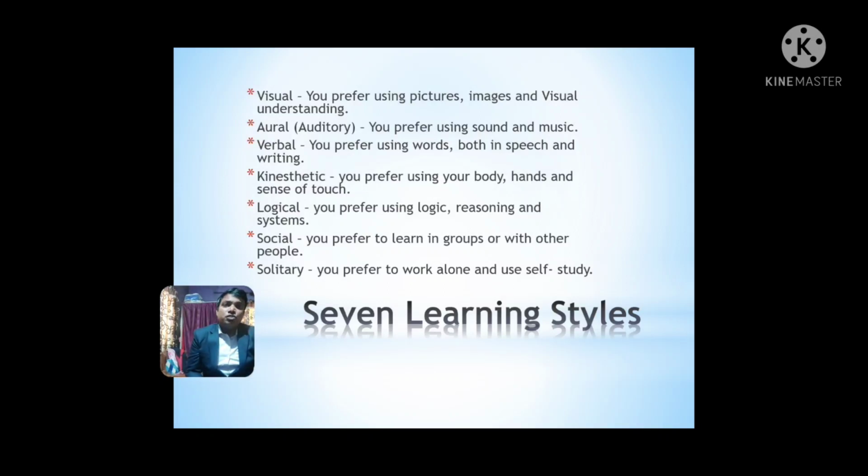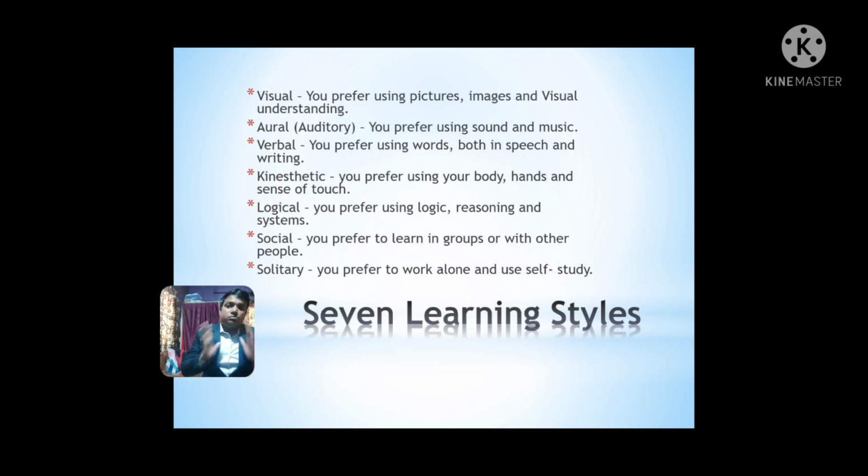The first is visual learning. In this learning, the learner will prefer using pictures, images, and visual understanding. The second one is oral, also called auditory learning. People will prefer using sound or music. Verbal: in verbal learning, people prefer using words, both in speech and writing. Kinesthetic: in kinesthetic learning, people will use body language as well as touch.